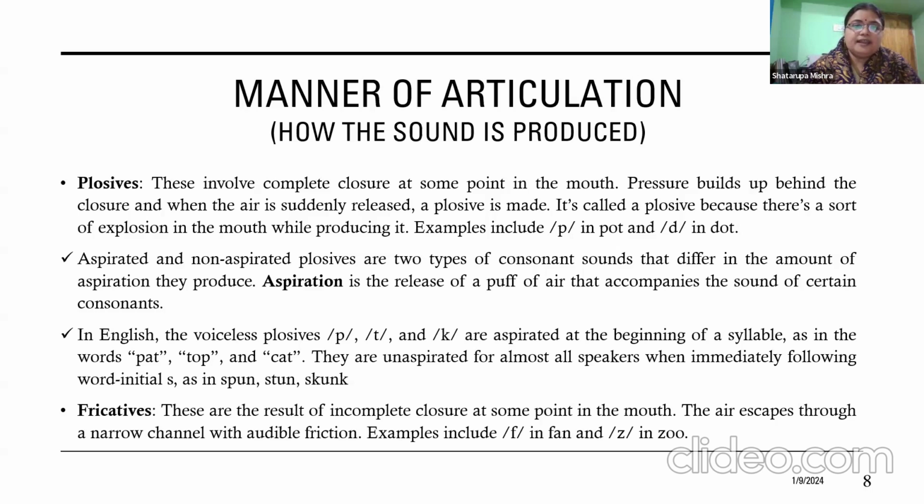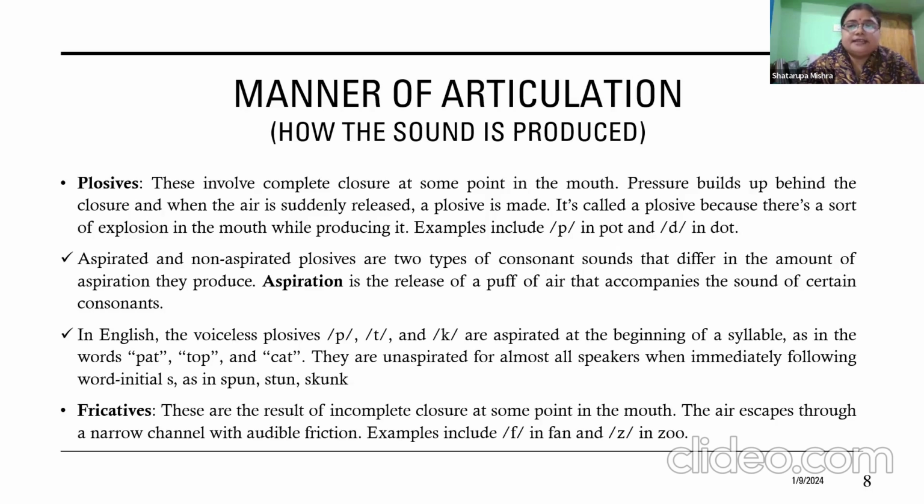Now, when I say spin, stun, and skill or skunk, here you don't have that kind of quality because here p, t, and k do not begin a word. They are found somewhere in the middle. So when they are in the middle, they will be unaspirated. No puff of air will be released. But when they are at the beginning of a word, a puff of air will be released and hence they are called aspirated.